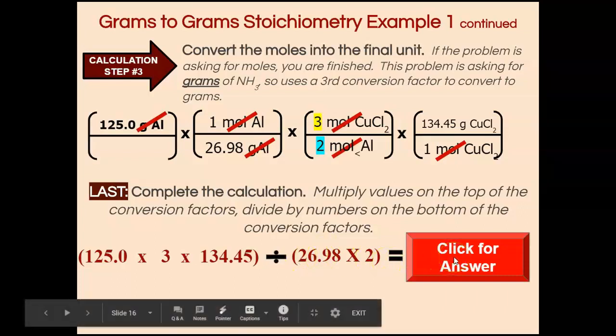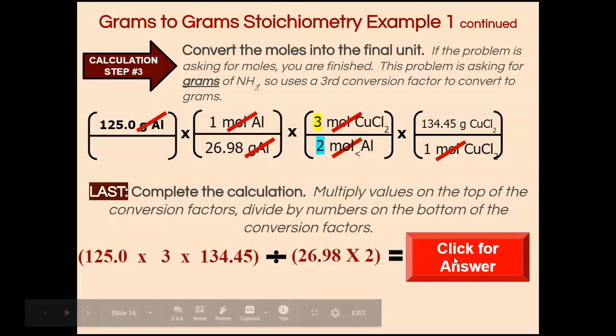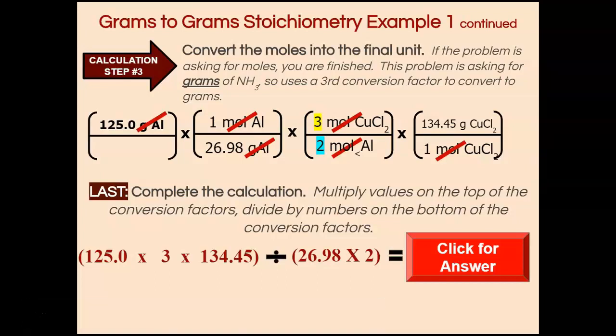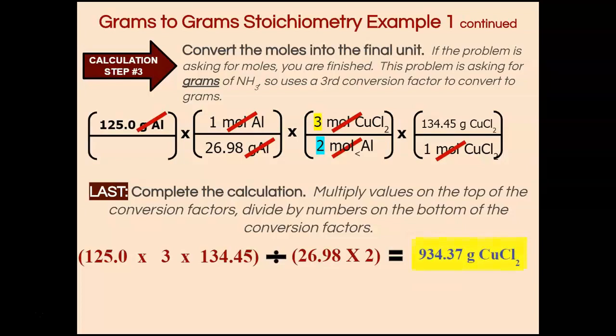Calculate that on your own calculator, pause the video, and then resume the video to see if you calculated the same value I did. The answer is 934.37 grams of copper 2 chloride.